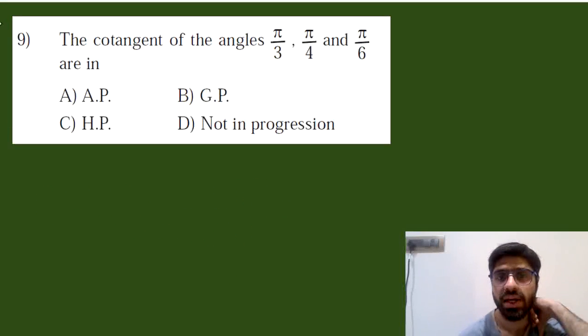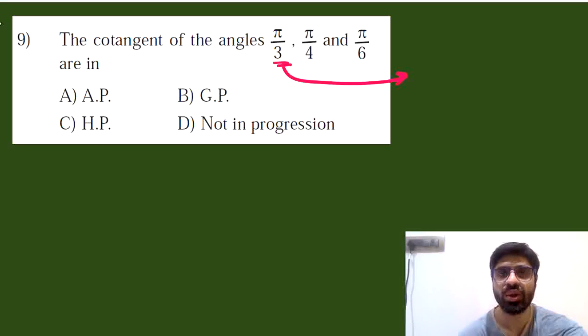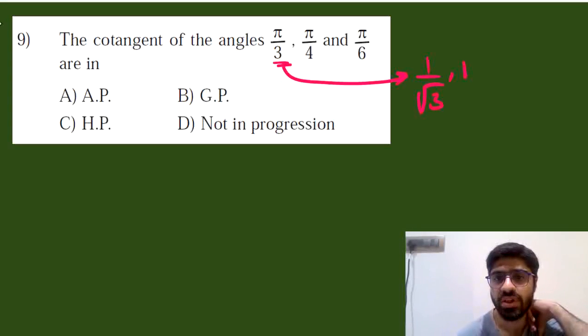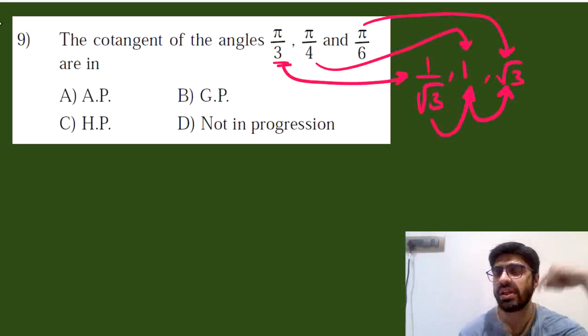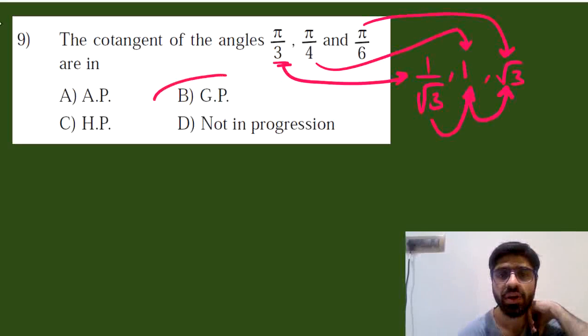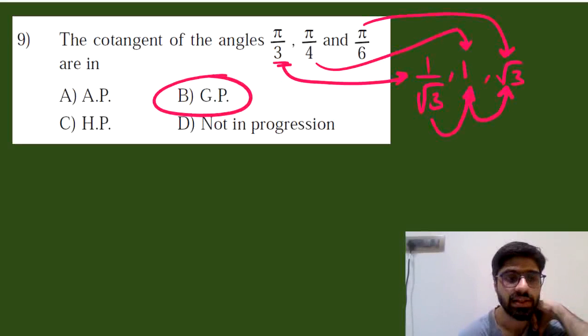Okay. The cotangent of the following angles are in what? So cotangent means cot. Cot pi by 3 means cot of 60, which is 1 by root 3. Cot pi by 4 means cot 45, which is 1. And cot pi by 6 means cot 30, which is equal to root 3. So 1 by root 3, into root 3 is 1, into root 3 is equal to root 3. So the following numbers are in GP, and B is the right answer there.